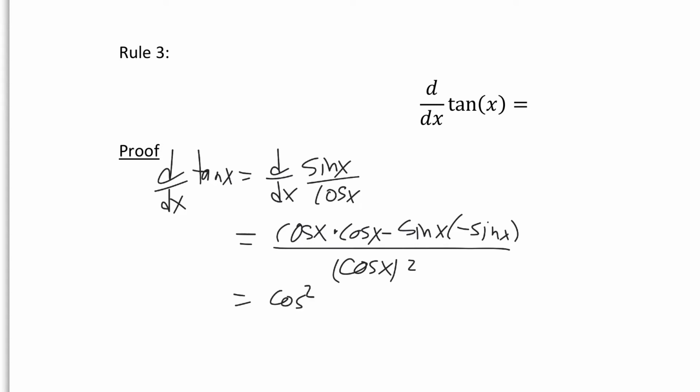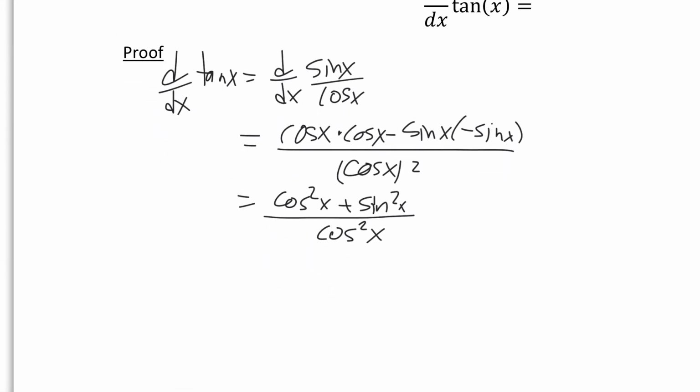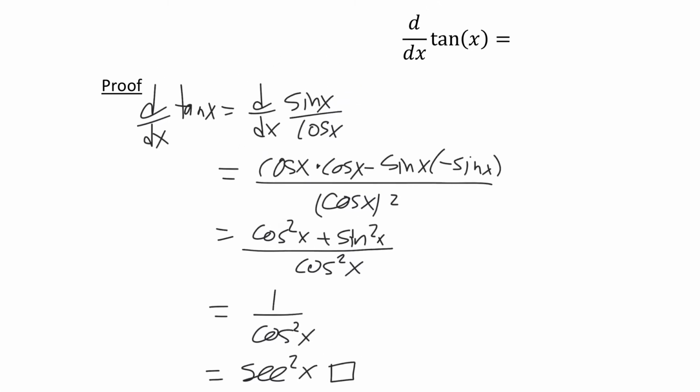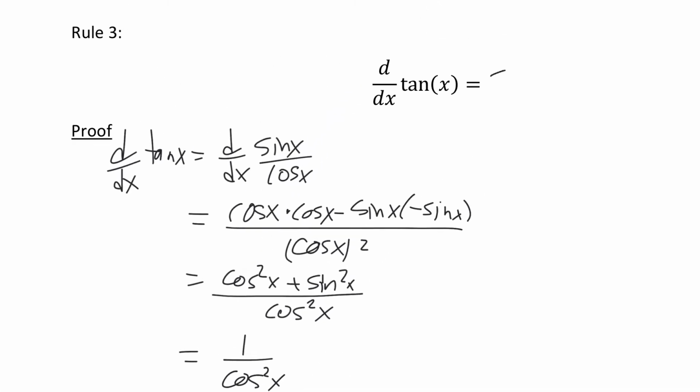So we get cos squared x plus sine squared x over cos squared x. Well, we know cos squared x plus sine squared x, that's hopefully an identity you remember. That one is just 1. So we get 1 over cos squared x, which we tend to write as secant squared x. So there's the proof, and the derivative of tan x is secant squared x.